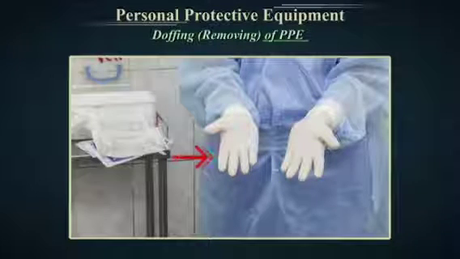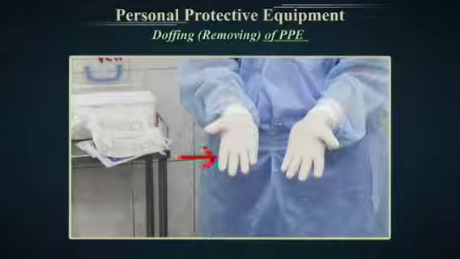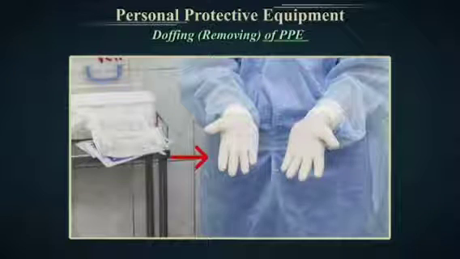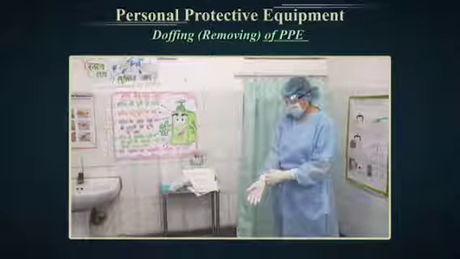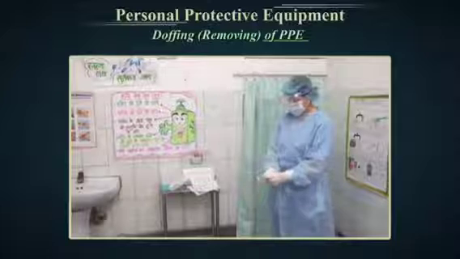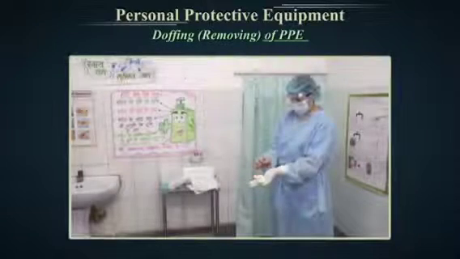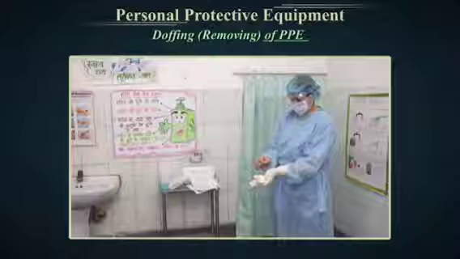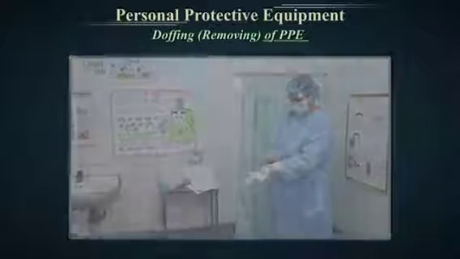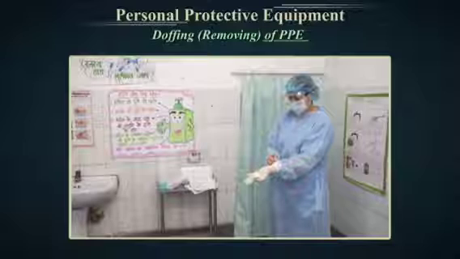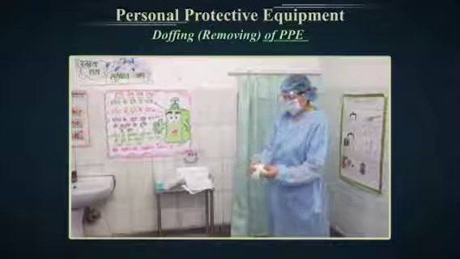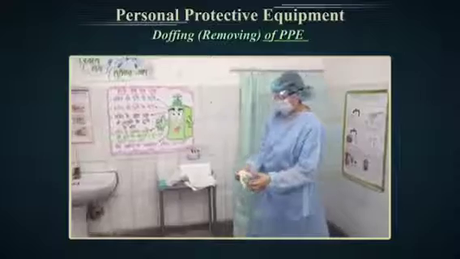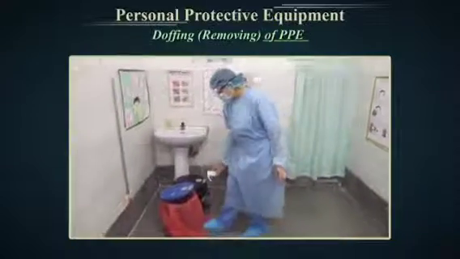The gloves are removed first because they are likely to be the dirtiest item and are contaminated on the external surfaces. A. Grasp the first glove on the external surface at the cuff and gently peel off. B. Hold the removed glove in the other gloved hand. C. Slide the finger under the gloved hand at the cuff, touching its clean side only, and gently peel off the second glove. D. Discard the gloves in the appropriate waste bag.